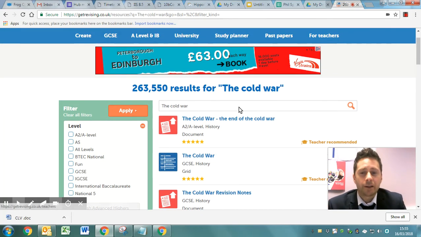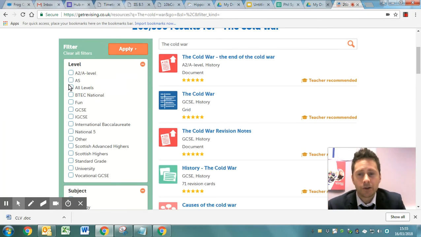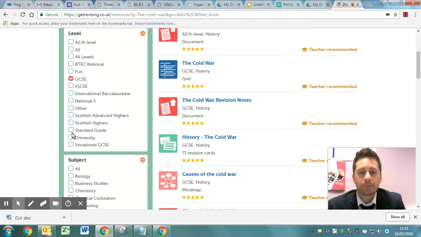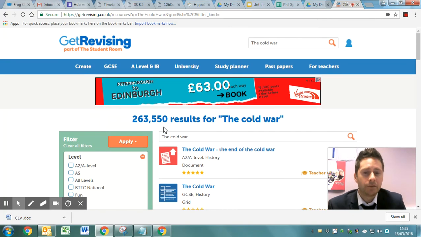If you want to filter things down a little bit more, you can choose your level, like GCSE, for example, and choose the subjects that you're studying. That will then give you slightly fewer results, more relevant to what you're looking for. So you can get an idea already about the wealth of resources on there that you can use to help you revise. Now, we're going to look a little bit further than that.